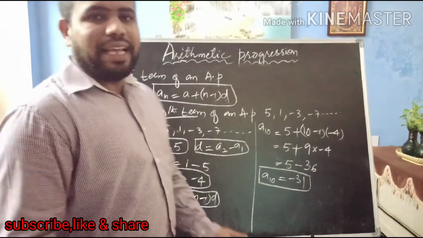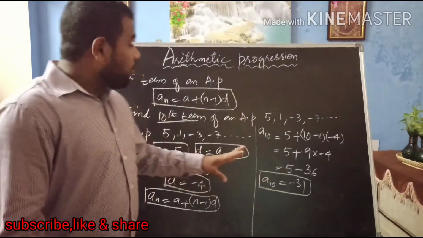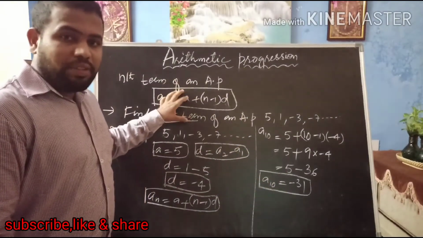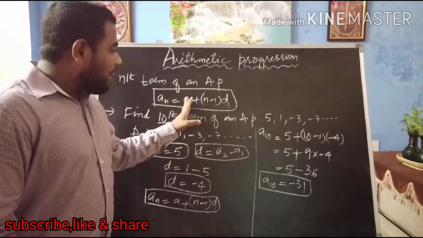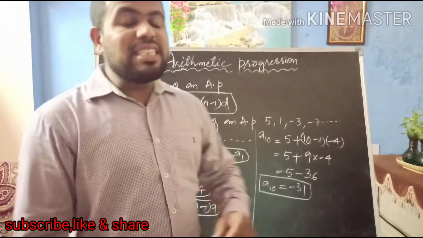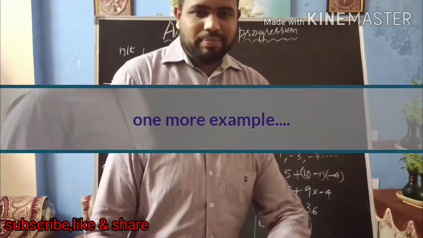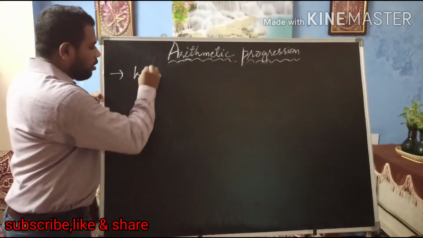See, very simple and very easy. So I'm just going to solve a few more questions related to this formula, which is known as the nth term of an AP, that is a_n equals a plus n minus 1 into d. And remember, the nth term is also known as the general term. Next question: I'm just going to write the question on the board.